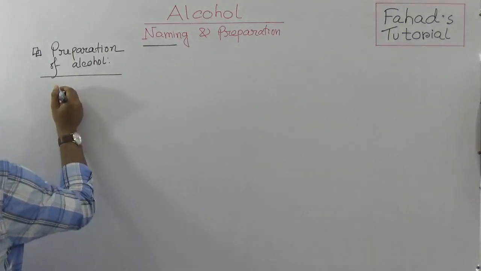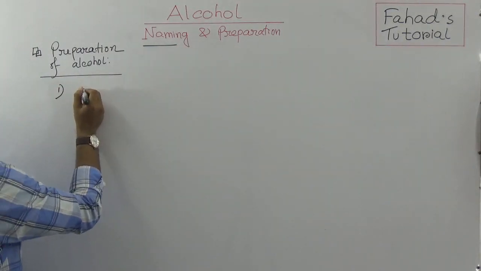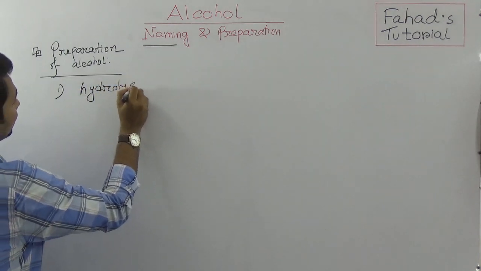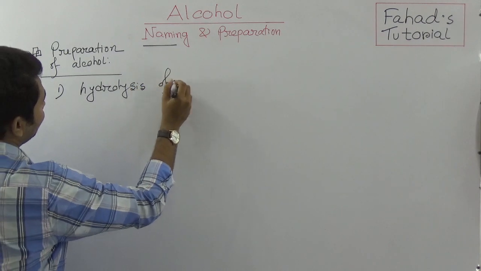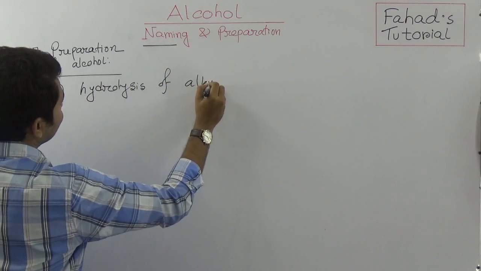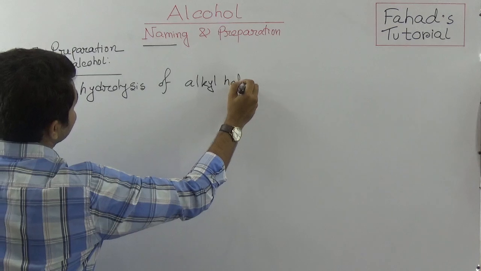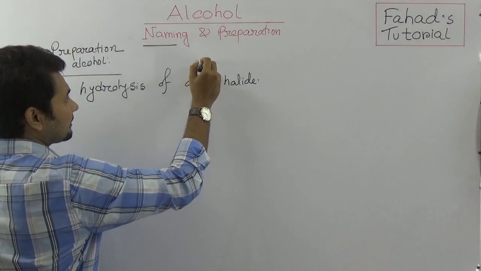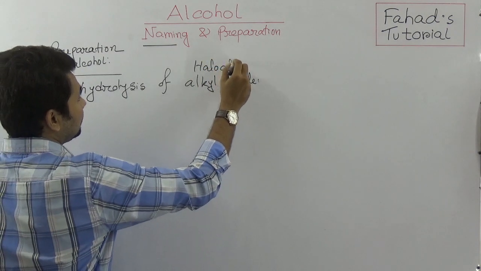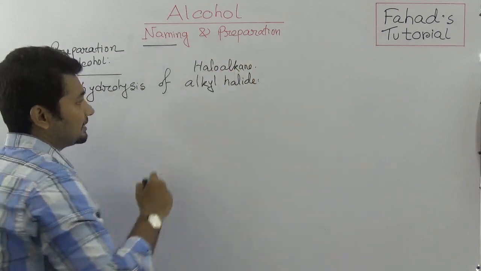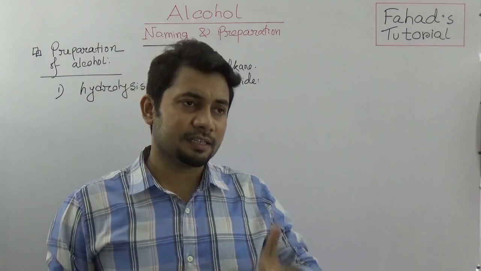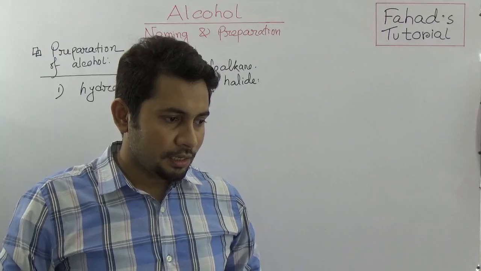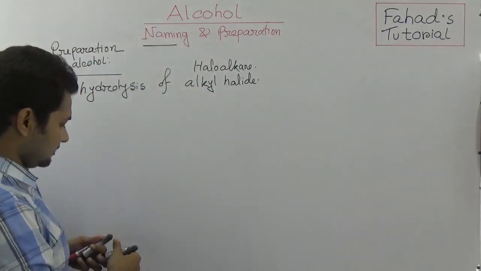Number one, preparation of alcohol. Number one is hydrolysis of alkyl halide. What does it mean? Or haloalkane. What does it mean? So hydrolysis of haloalkane. So we can produce alcohol from the hydrolysis of haloalkane.